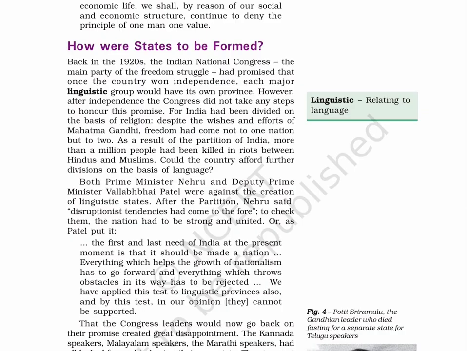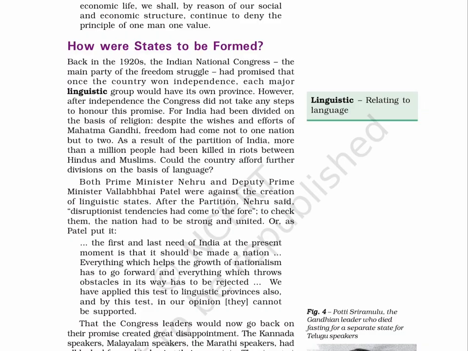Everything which helps the growth of nationalism has to go forward, and everything which throws obstacle in its way has to be rejected. We have applied this test to linguistic provinces also, and by this test, in our opinion, they cannot be supported. That the Congress leaders would now go back on their promise created great disappointment.